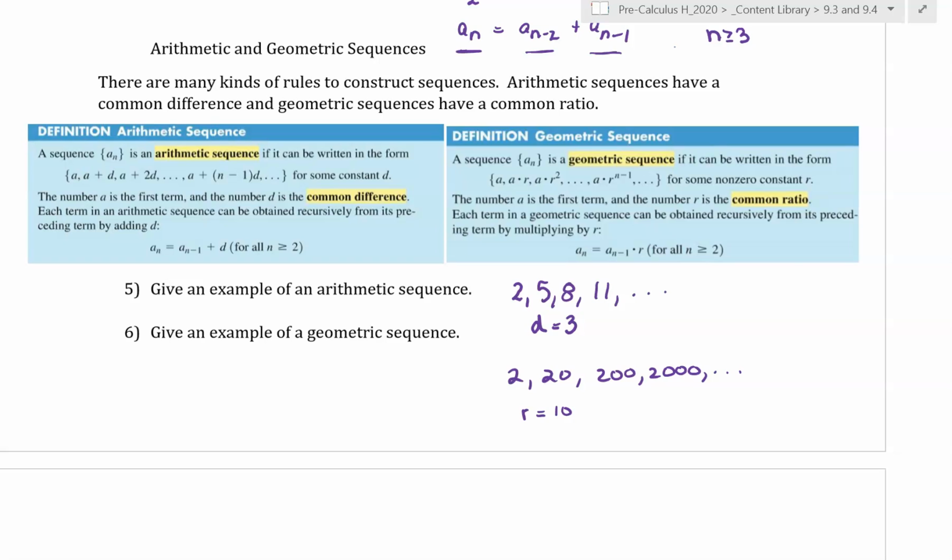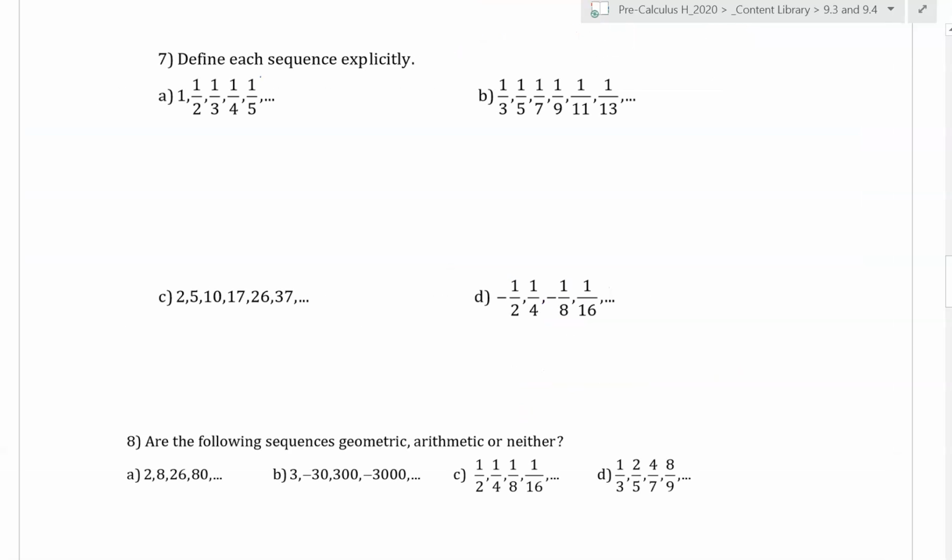So in an arithmetic sequence, each term can be obtained from its preceding term by adding d, and for a geometric sequence, each term can be obtained recursively by multiplying the preceding term by r. Okay, for the next example, number 7, we are going to try and define each sequence explicitly. So you're going to try and find a rule for each sequence. Try to define it explicitly.